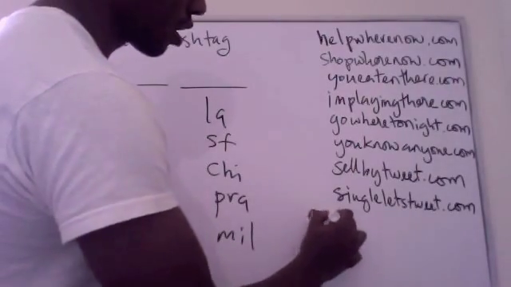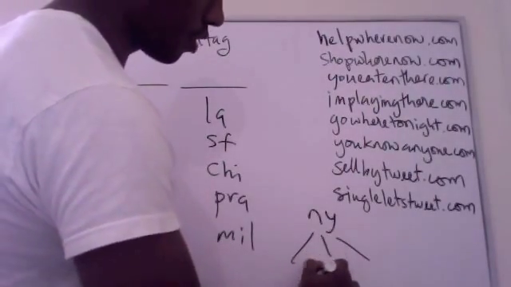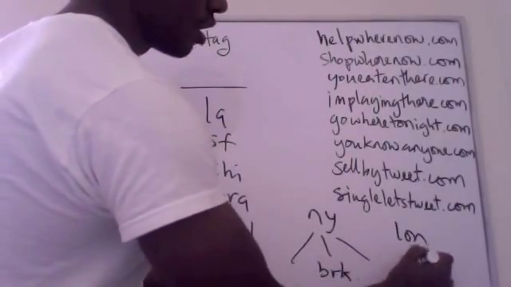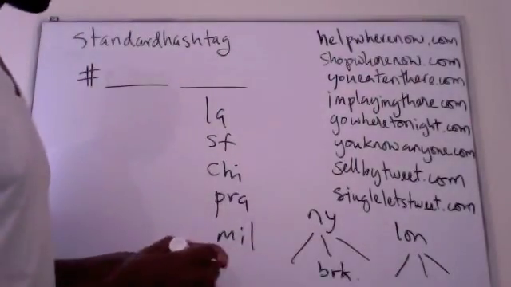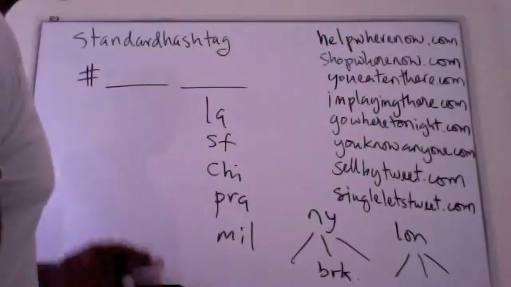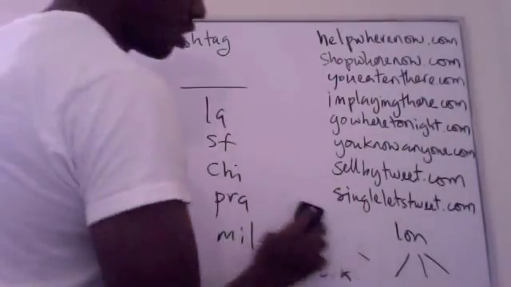The other thing it also does is break larger areas down. So New York is broken down into boroughs. So you'd have Brooklyn, for example. And London is also broken down into regions. And so what this does is give you a way to localize it even more and get more relevant content from the people who are around you using hashtag search.